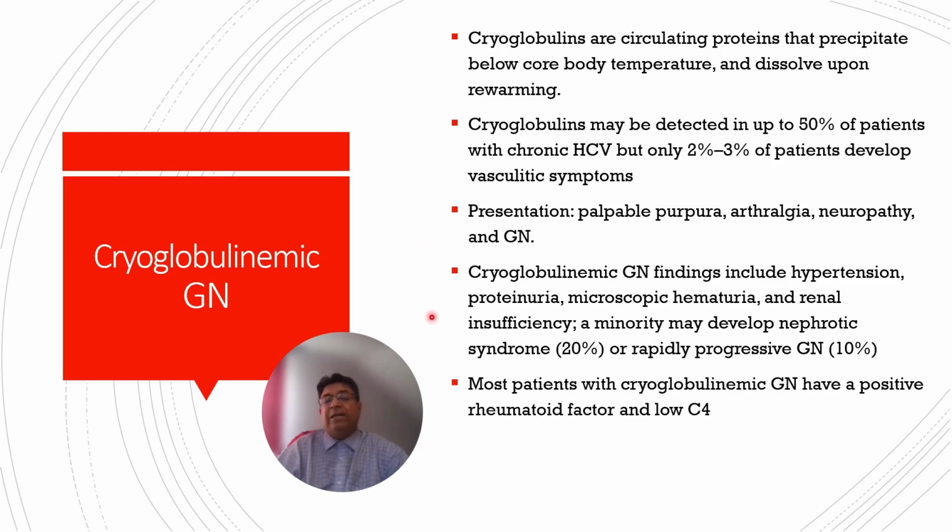Cryoglobulinemic GN findings include hypertension, proteinuria, microscopic hematuria, and renal insufficiency. A minority may develop nephrotic syndrome, about 20%, or rapidly progressive glomerulonephritis, about 10%. Most patients with cryo have a positive rheumatoid factor and low C4. C4 is cryoprecipitable, so you would expect that C4 would be low because it would precipitate.